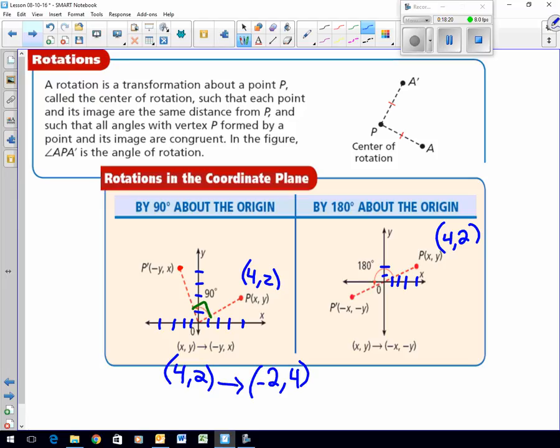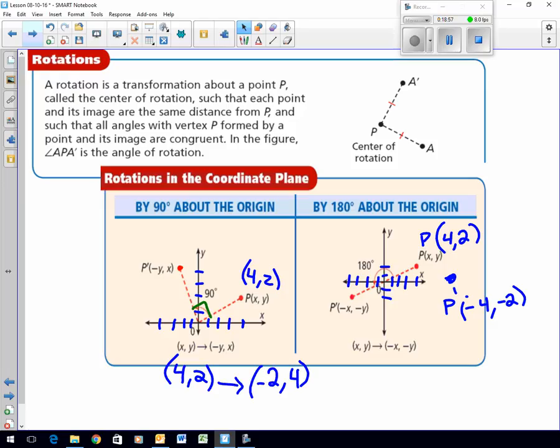Okay, let's get that out of the way now. For P prime, if this is P, P prime is simply -4, -2. Negative 1, 2, 3, 4. Holy smokes. That was pretty easy. If it starts negative, you go to positive. Start positive, you go to negative. Right, guys? Any questions on that one?